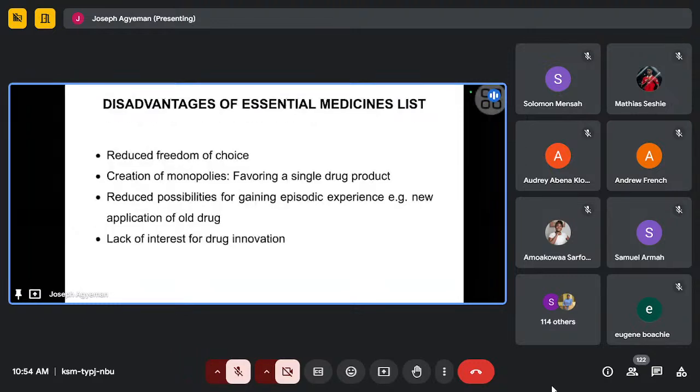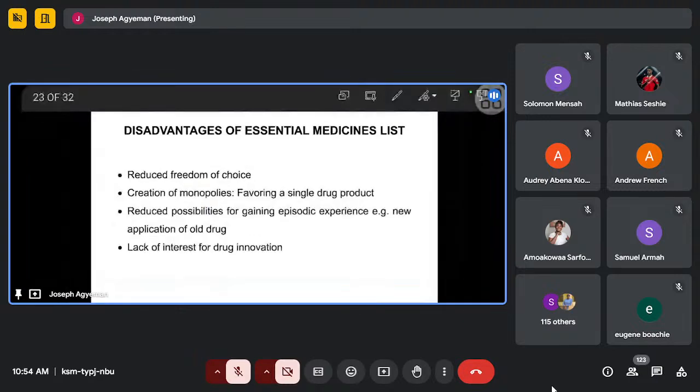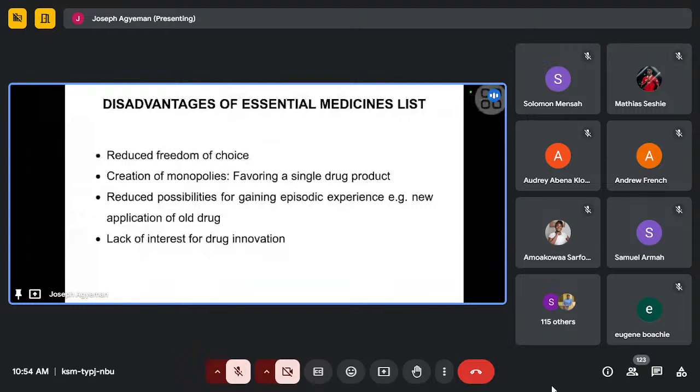How about disadvantages? Anything that has advantages in one way or the other will have some level of disadvantages. One of them is that it reduces freedom of choice. Since you are going strictly by the drugs in the list, you don't have any choice, but you are prescribing from that list. And therefore, it will also create monopolies. Only those that are in the list are the ones you are going to depend on. You don't have the chance to choose any other.